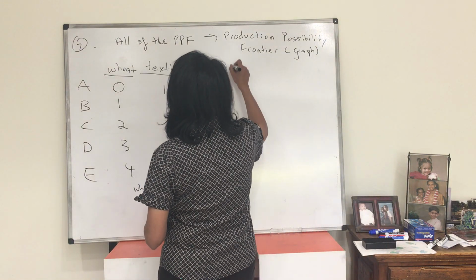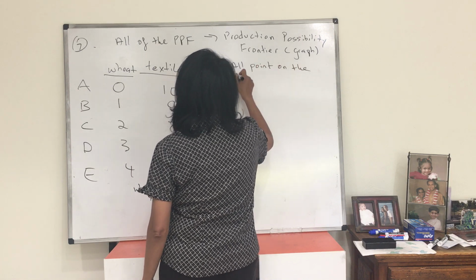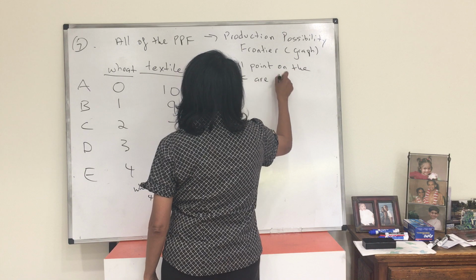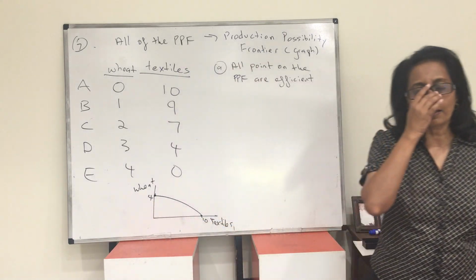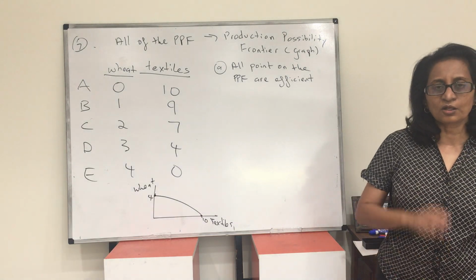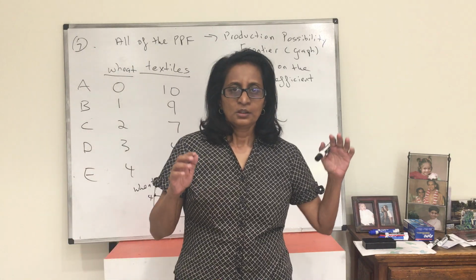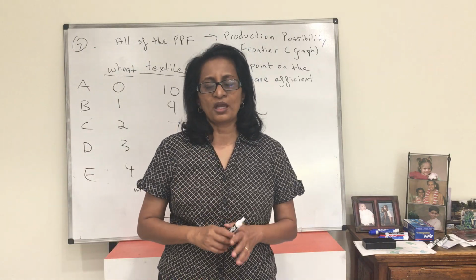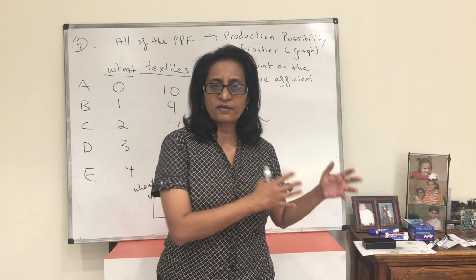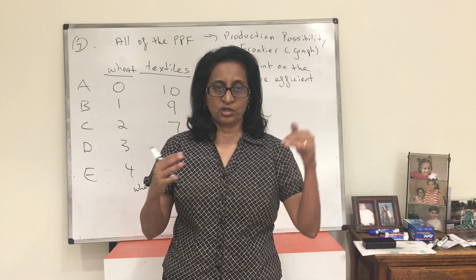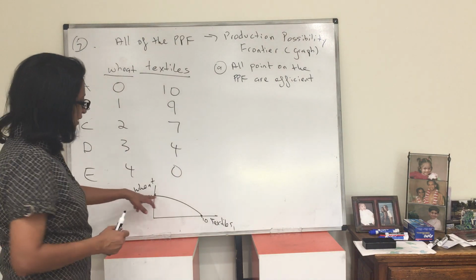So what I want to show you is all points on the PPF are efficient points of production. The word efficiency in economics has a very specific definition. It means you've done the best you can with the resources you have. You're in the fullest production, and you've used up all available technology given your resources, the scarcity of your resources. You can't do any better. So that's what efficiency means, and on the graph that's depicted by you being on the line.